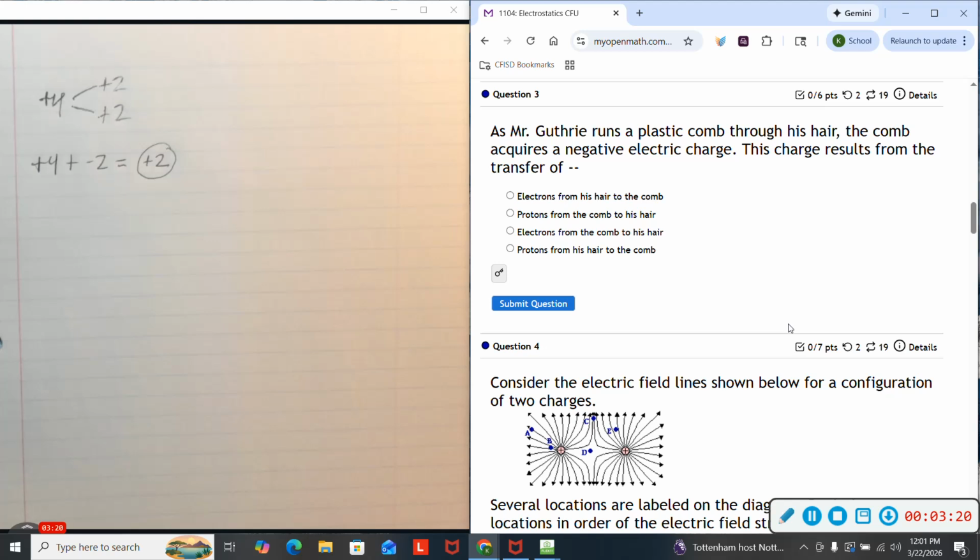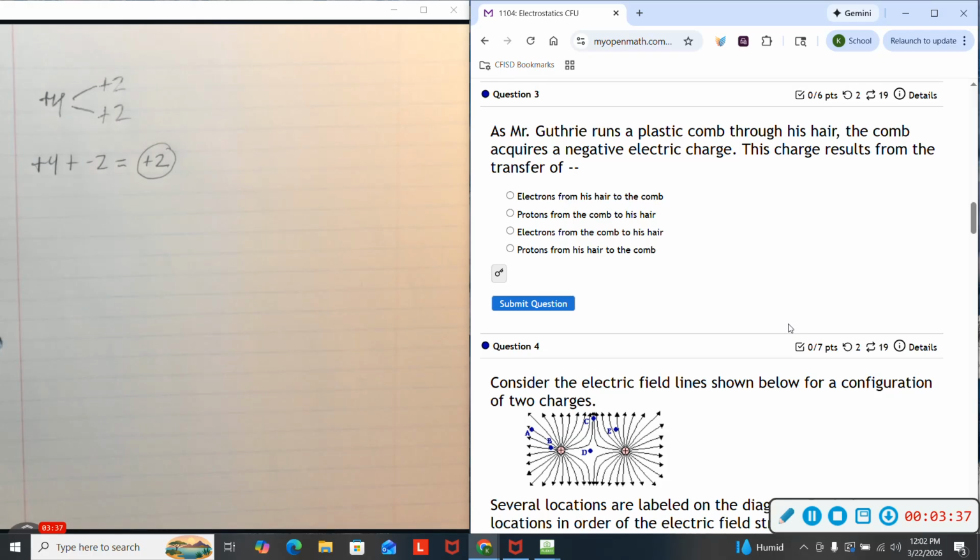Question 3. As Mr. Guthrie runs a plastic comb through his hair, the comb acquires a negative electric charge. This charge results from the transfer of. Again, when you read these choices, you need to keep in mind that transfer of charge is due to the movement of electrons. Protons do not move.